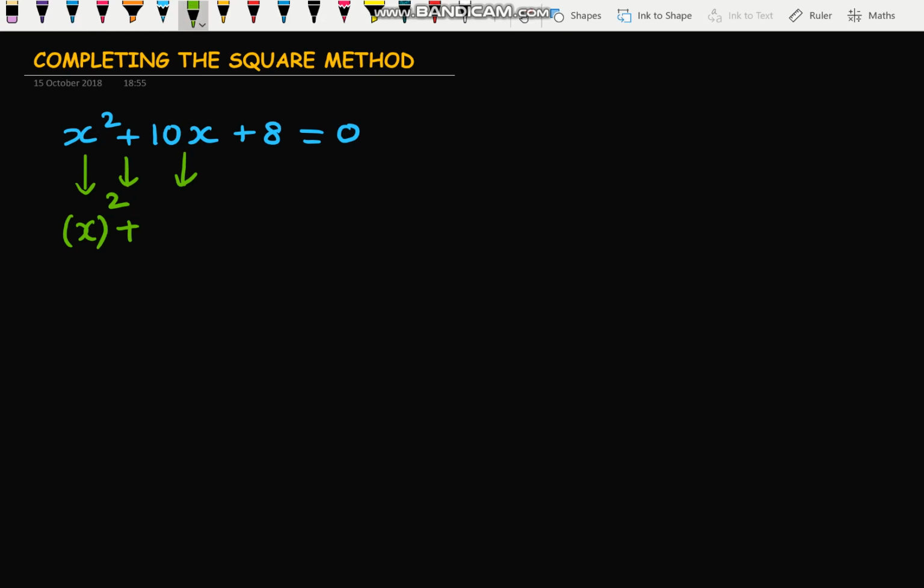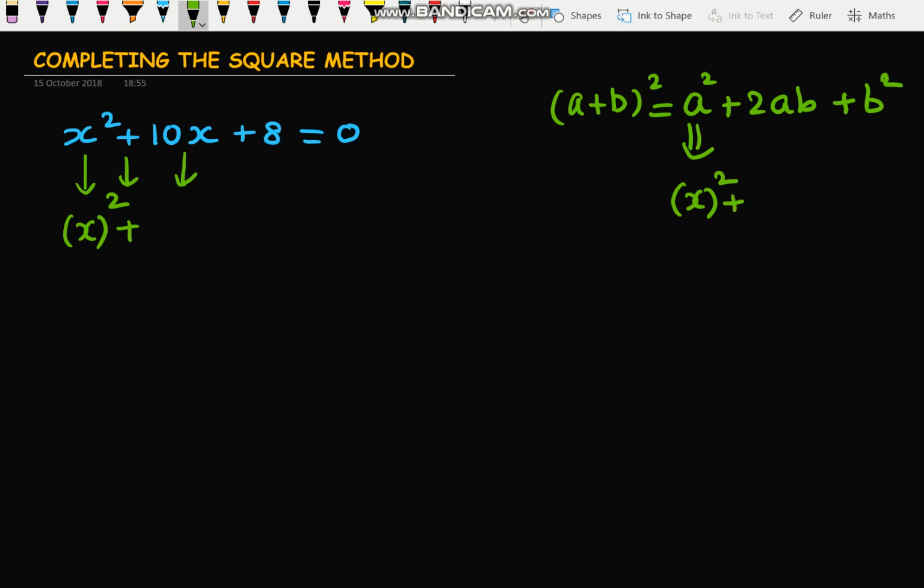In your earlier years you must have learned that a plus b the whole square is equal to a square plus 2ab plus b square. Now x square is like my a square. So I've already got my a square, you may say. I still have to get my middle term and the last term. Now what I'm doing by manipulating 10x is getting my middle term.